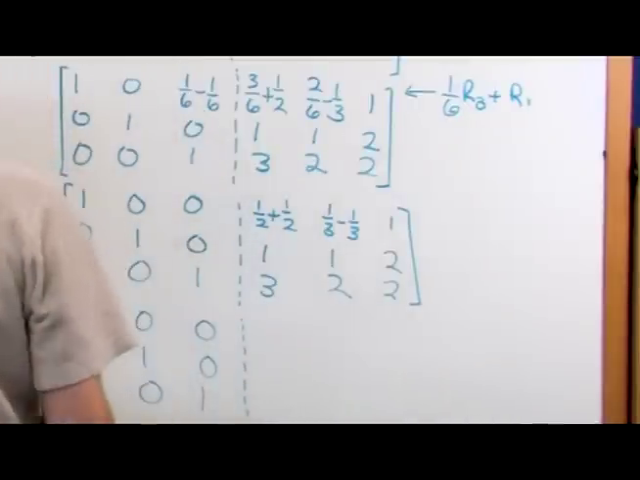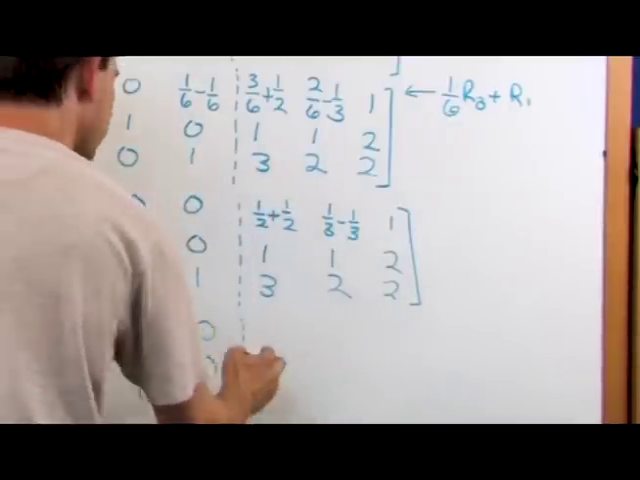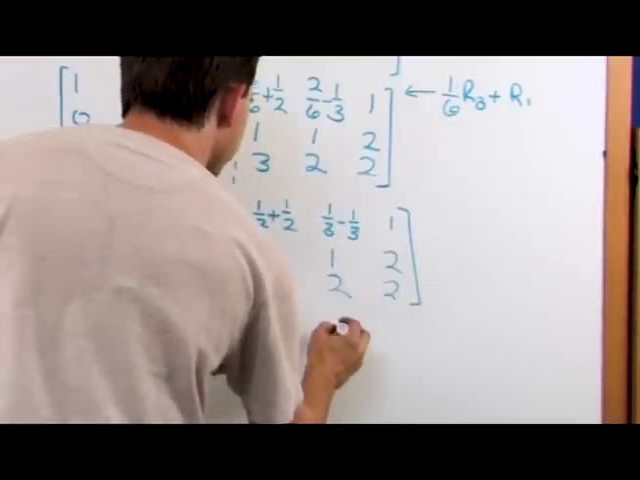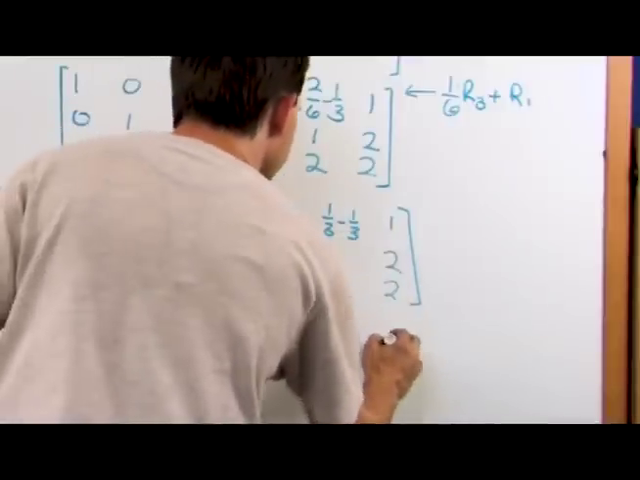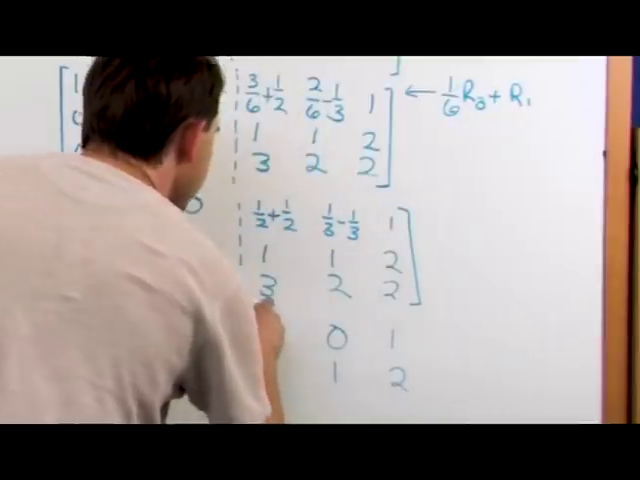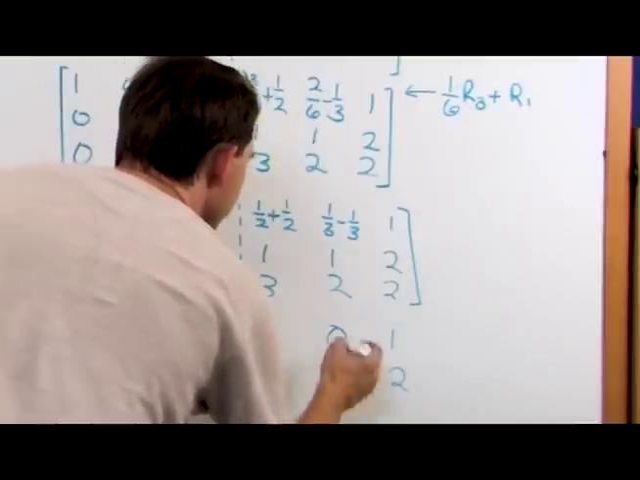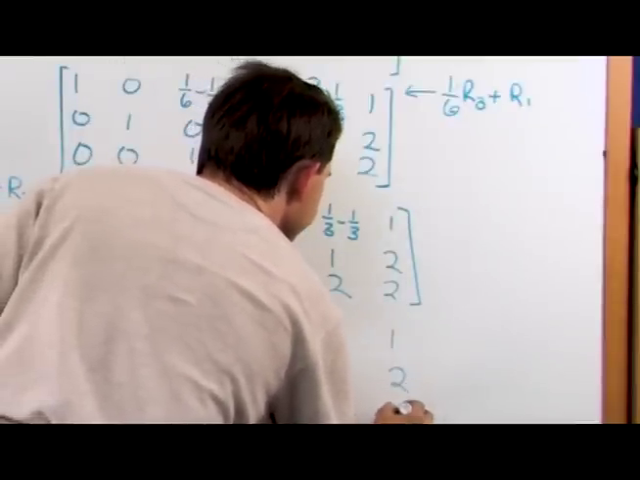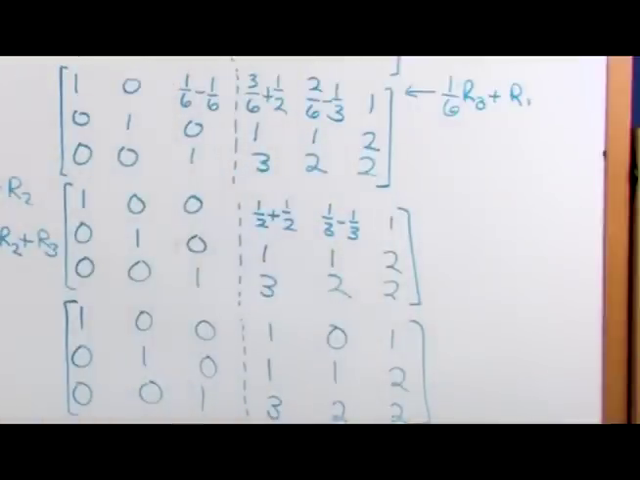On the right-hand side, on the top, 1/2 plus a half is 1. 1/3 minus 1/3 is 0. You have a 1 here, and then here you're going to have a 1, 1. Over here is a 2. Here you have 3, 2, and 2. Like that. Okay? Now let me just check my work.